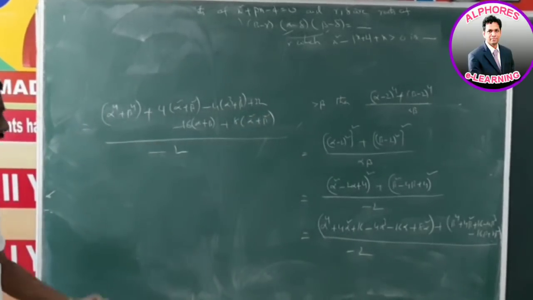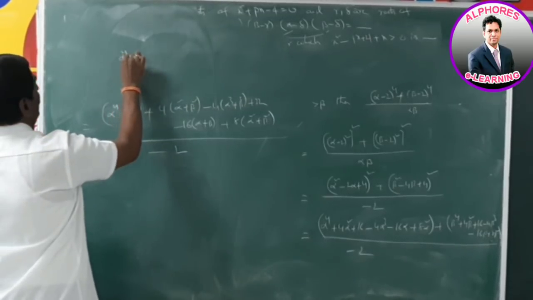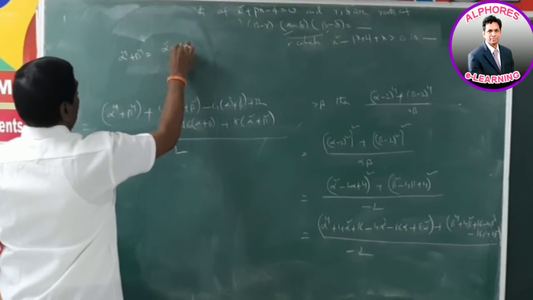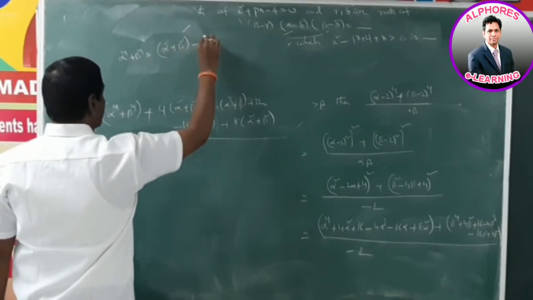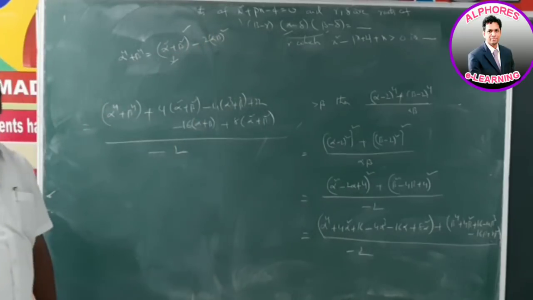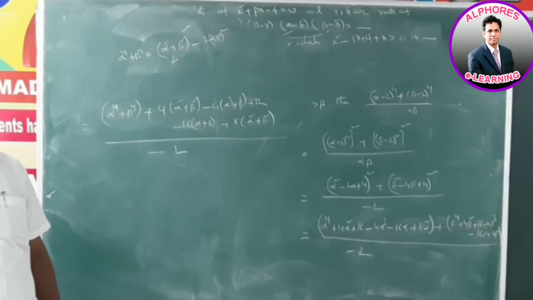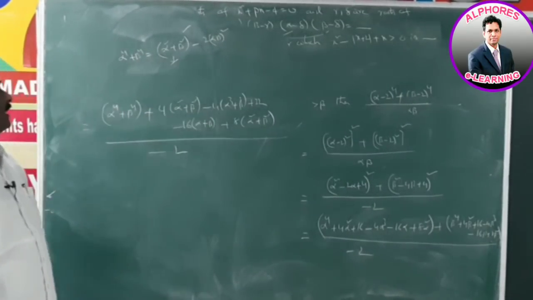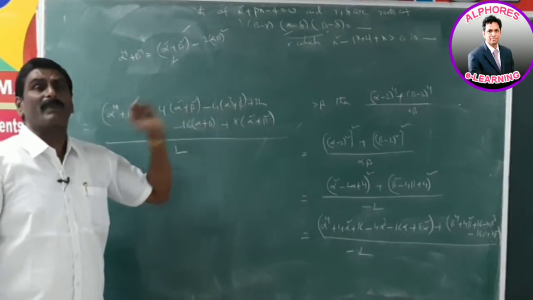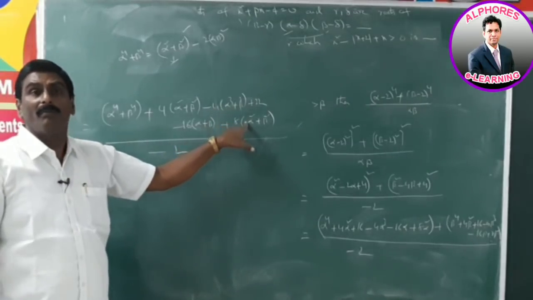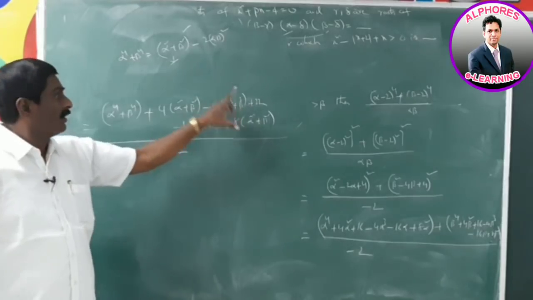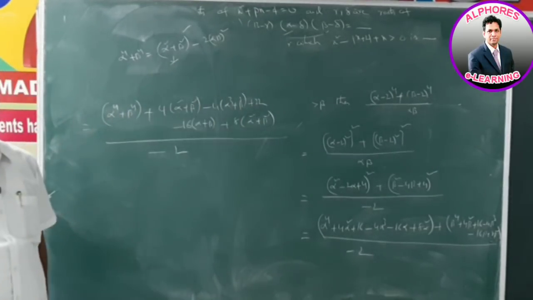Okay now. Alpha power 4 plus beta power 4 means alpha square whole square plus beta square whole square. That means alpha square plus beta square whole square minus 2 alpha square beta square, that means alpha beta whole square. Again, alpha square plus beta square is equal to alpha plus beta whole square minus 2 alpha beta. Alpha cube plus beta cube means alpha plus beta whole cube minus 3 into alpha beta into alpha plus beta. So find this value. Okay.